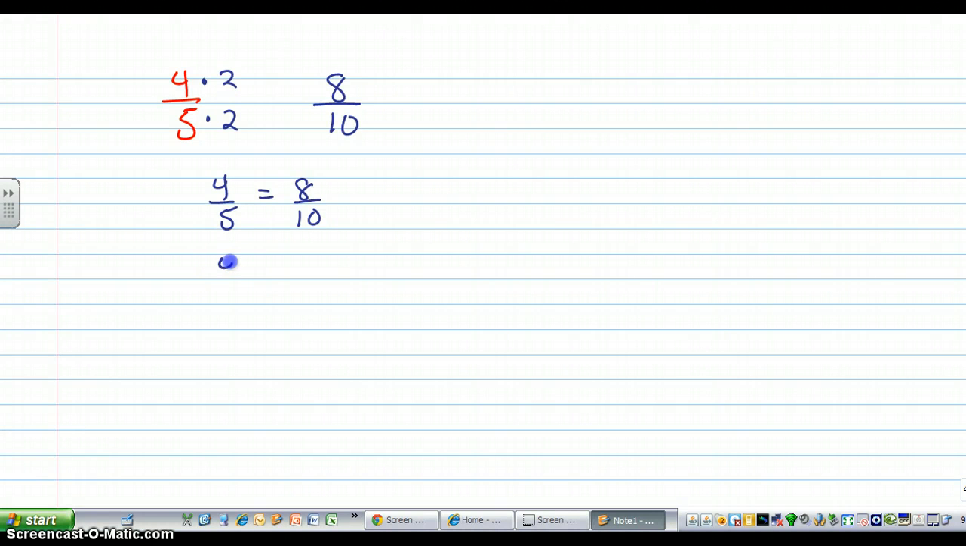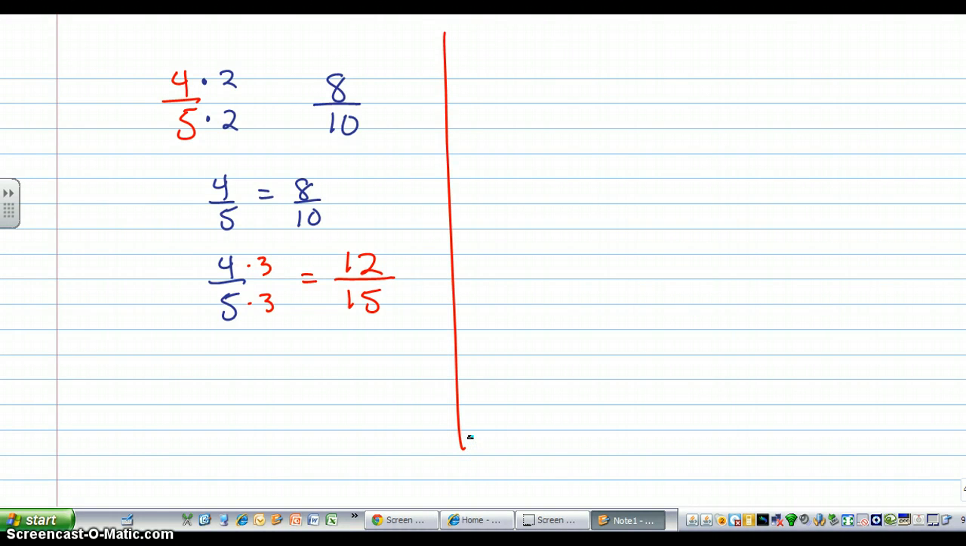Let's take 4 fifths, but this time multiply the numerator and the denominator by 3. Go ahead and do that and tell me what is the equivalent fraction that you come up with. Did you get 12 fifteenths? 4 fifths is equal to 12 fifteenths. You've made equivalent fractions. You can even go the other way.